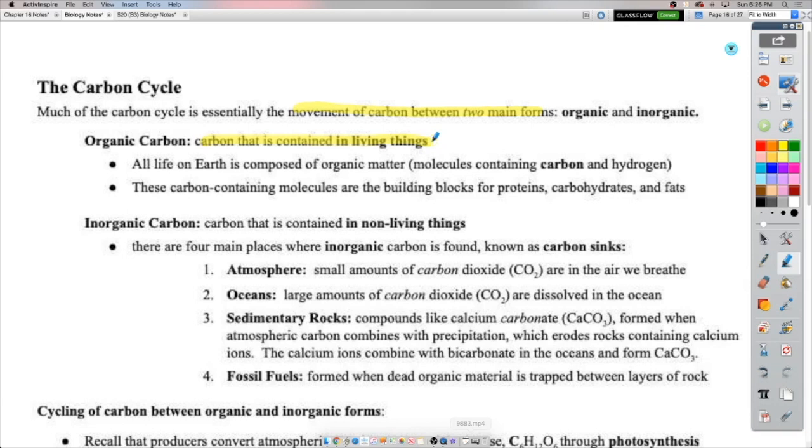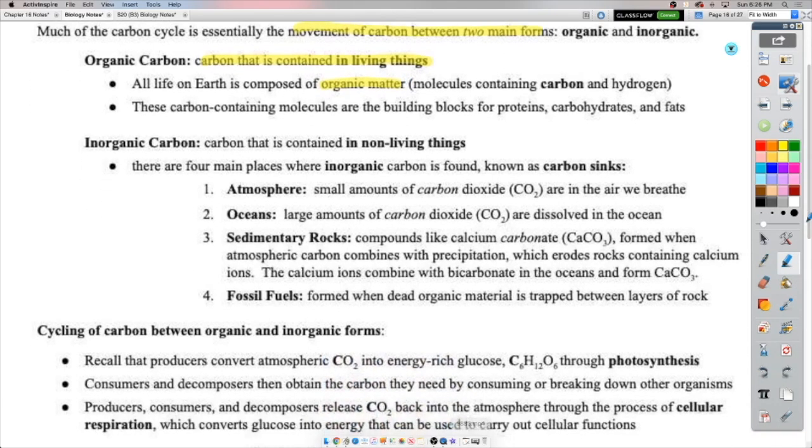So all life on Earth is composed of organic matter, molecules containing carbon and hydrogen, hydrocarbons, right, as we saw before. And these are the building blocks for proteins, carbohydrates, and fats. They're the building blocks of life. Without carbon, you do not exist, okay? Inorganic carbon, you can probably guess, is carbon that is contained in non-living things. And there's a lot of that around too, right?